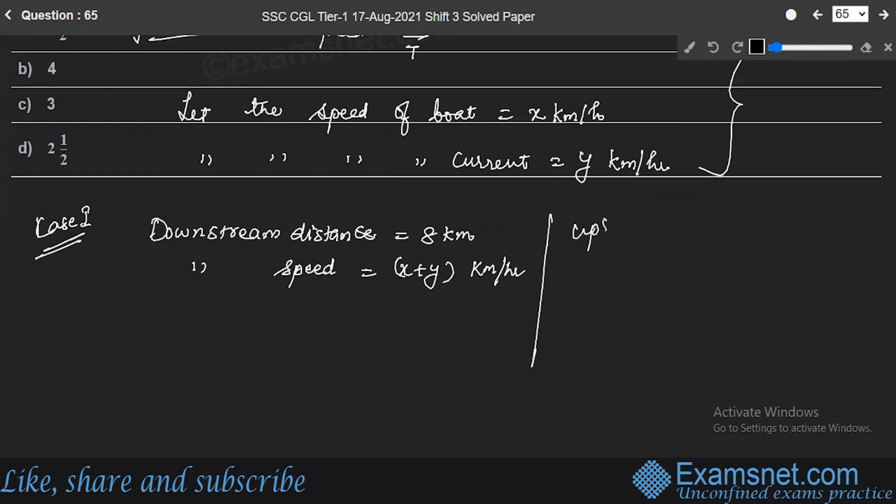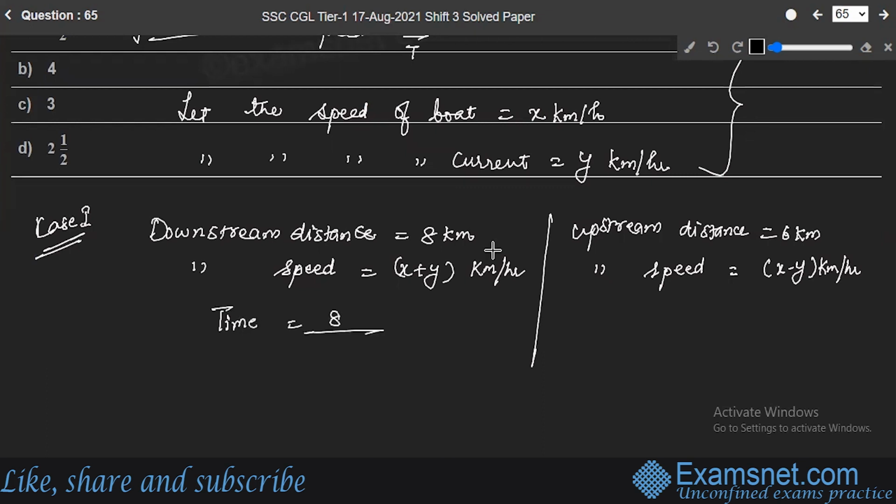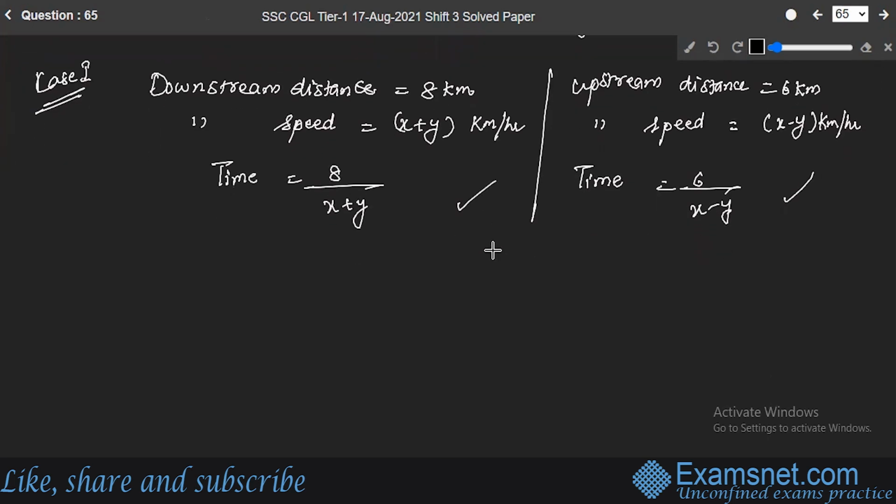And for the upstream, the distance was 6 kilometers and upstream speed was x minus y, that's the speed of the boat minus the speed of the current, kilometers per hour. So time in this case is 8 upon x plus y, and the time in this case is 6 upon x minus y. In the question, it is said that they both take the same time. That means these two times are equal.